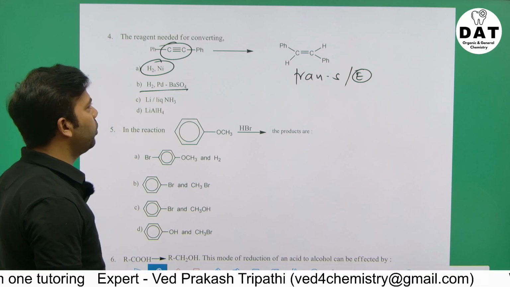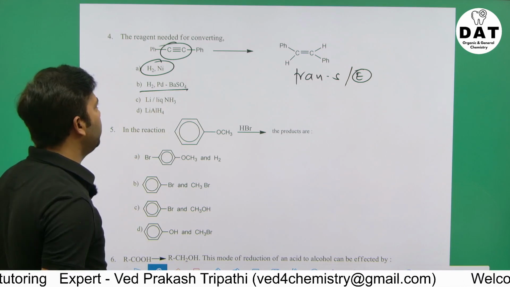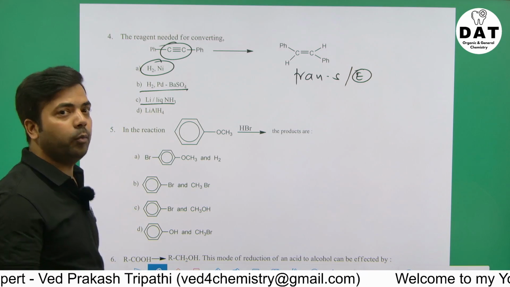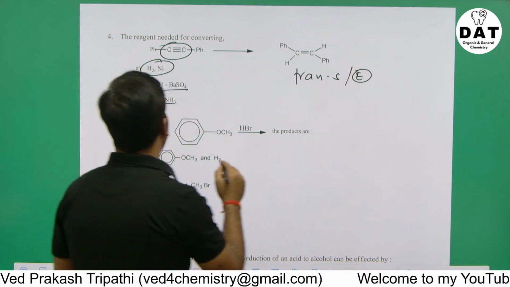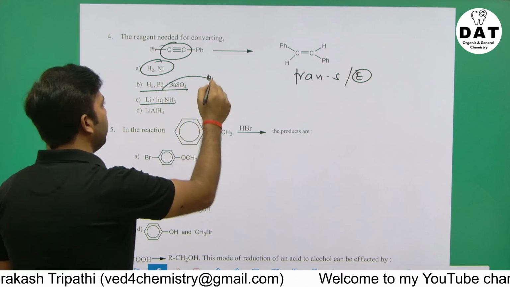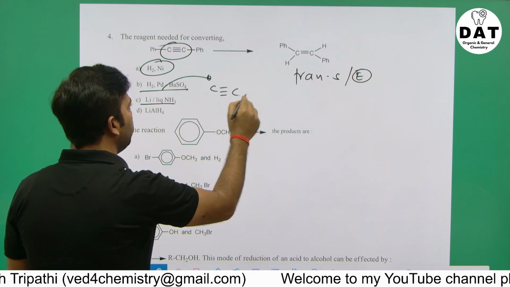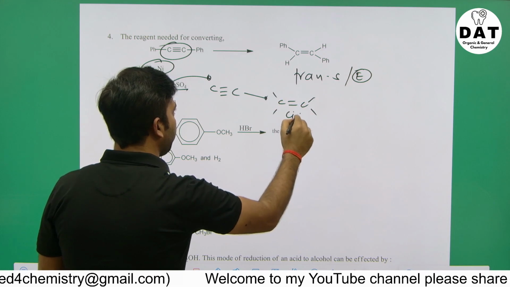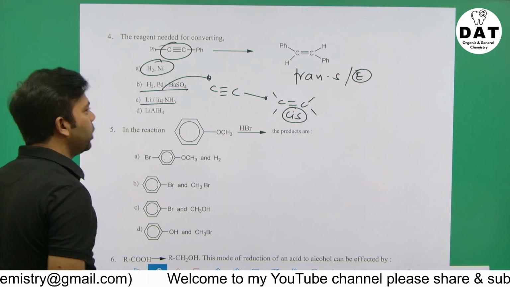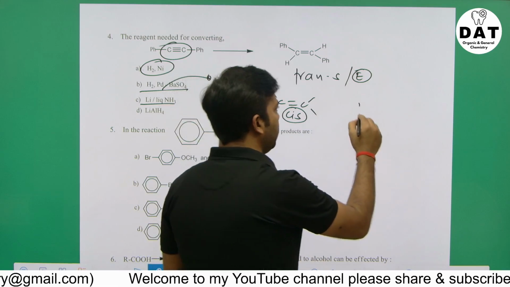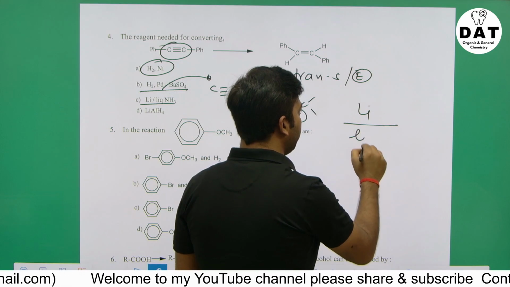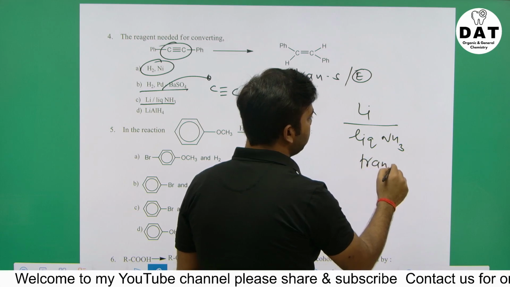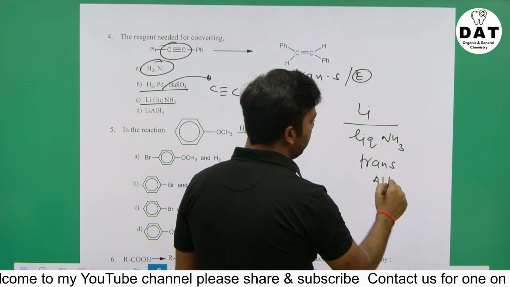H2 Pd BaSO4 also will reduce the triple bond, but it converts the triple bond into a cis double bond. Now this is very important, lithium in liquid ammonia. It gives you trans alkene, trans alkene. I am going to tell you how to memorize this.